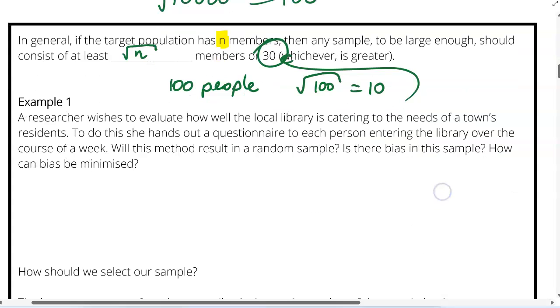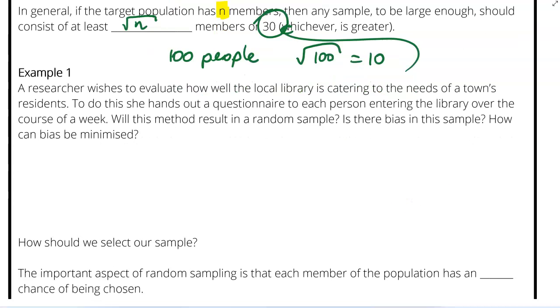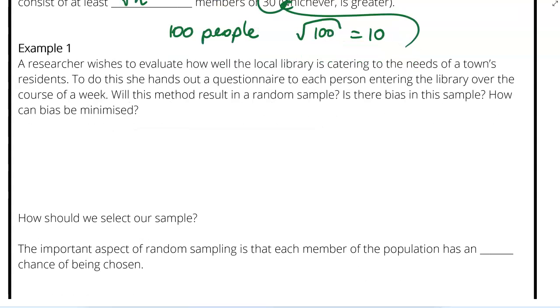Just talking a little bit about bias. We didn't talk about that so much yesterday. Why is there bias, or is there bias in this particular scenario? I'll let you read it. Where everyone has equal chance of being selected. Is this a good method of getting information about whether the local library is catering to the needs of the town's residents? What do we think?